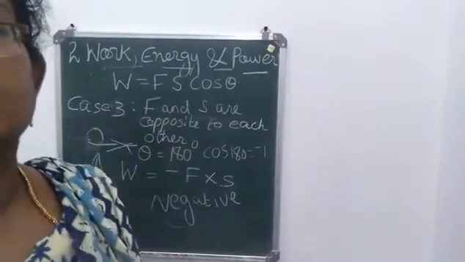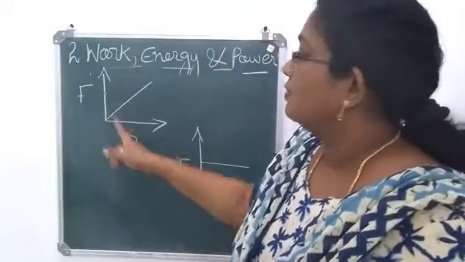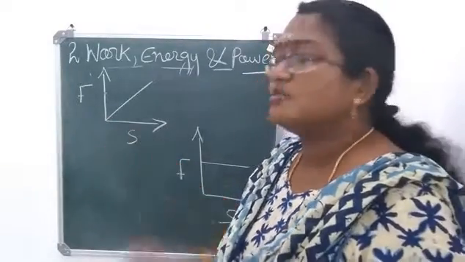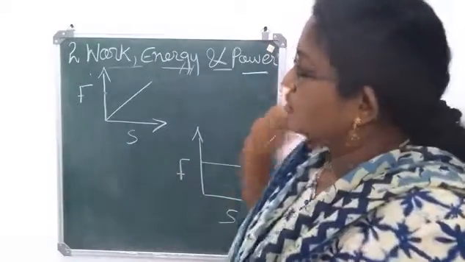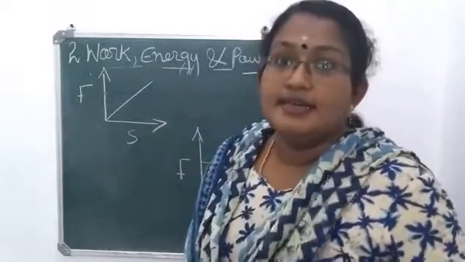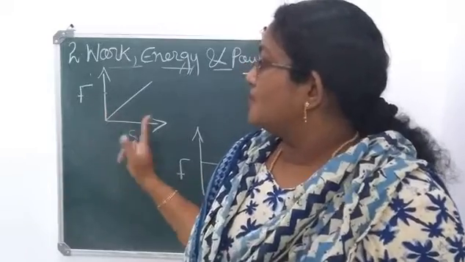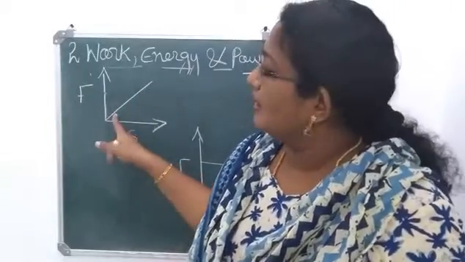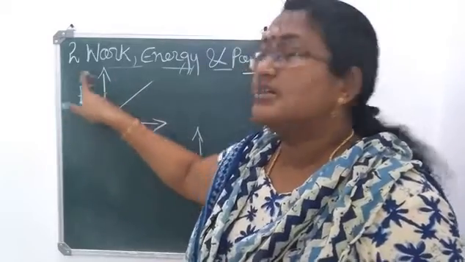Clear? Now consider these two graphs. Both are the graphs between force and displacement. Force taken along the y-axis and displacement taken along the x-axis. Okay. The first graph represents the force displacement graph if the force is variable. That is, if the force varies, then the force displacement graph is shown here. This will be the shape of the graph, that is a straight line inclined to the x-axis. This is there only if F is variable.